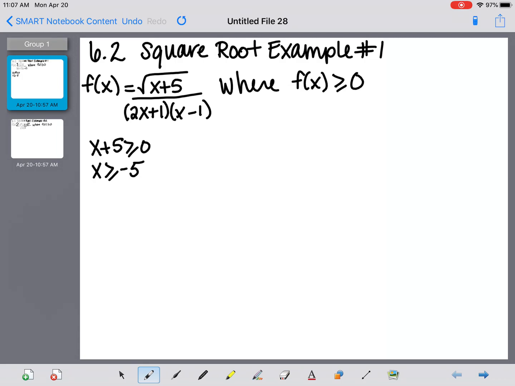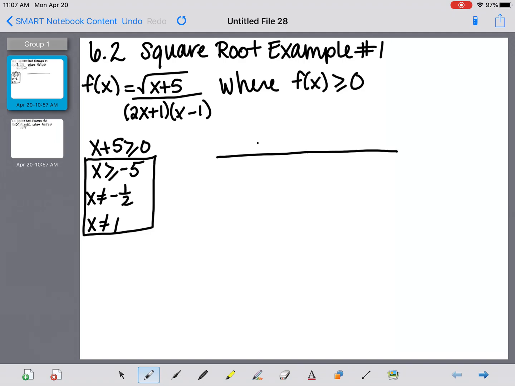The two factors in the denominator, we know that they cannot equal 0. That will make it undefined. So x cannot equal -1/2, and x cannot equal 1. So these are my three critical points that I'm going to use to make my number line for my sign chart.